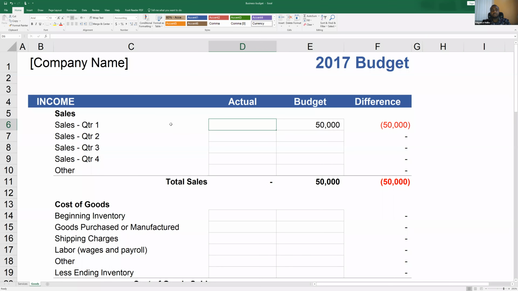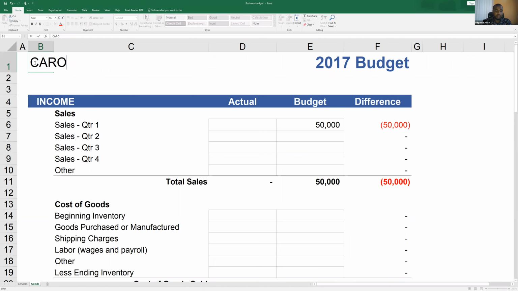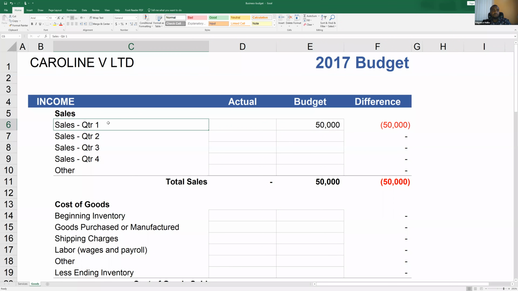Sales, the first quarter, we're experiencing maybe the company. Let me look for someone's name. I like using people's names when we are having this kind of chart. I've used Simidu. Maybe we can use Caroline Viola. We can say Caroline V Limited. So Caroline, we are having this kind of business, right?